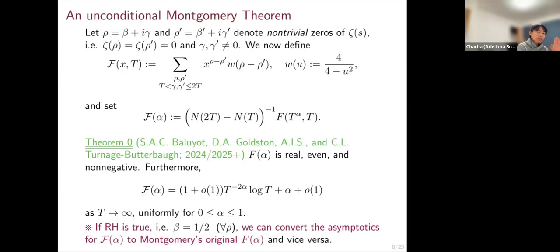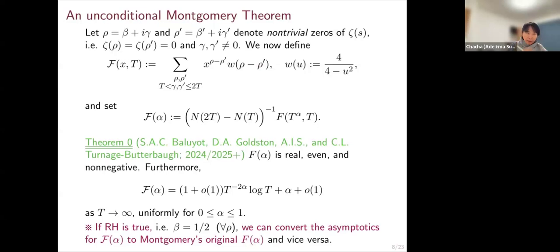But in any case, even though you shift it this way, you can still convert it to the summation over zeros in between 0 and t. So it really doesn't matter. Sometimes you might need some slight modifications, but you can still convert it. And also, another thing I want to point out, I already said that if the Riemann hypothesis is true, of course, you can always go back to Montgomery's original F. So all these slight modifications do not change the essentiality of Montgomery's idea.